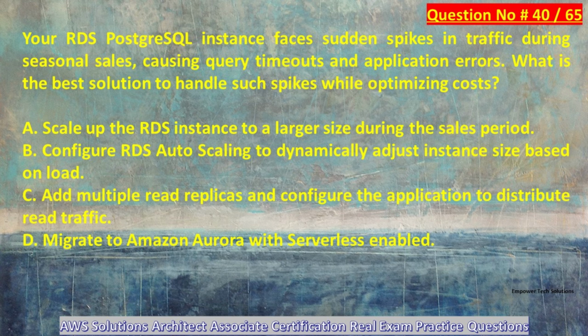A. Scale up the RDS instance to a larger size during the sales period. B. Configure RDS auto-scaling to dynamically adjust instance size based on load. C. Add multiple read replicas and configure the application to distribute read traffic. D. Migrate to Amazon Aurora with serverless enabled.